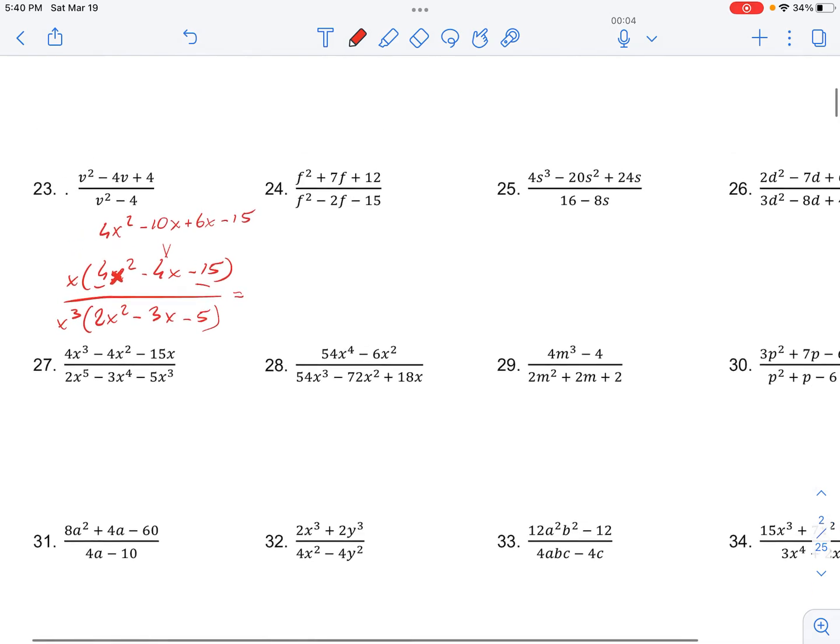So we can group the terms in such a way that we can then factor it. So if I group 4x squared minus 10x together, I can pull out a common 2x. Then I'm left with 2x minus 5. And grouping 6x minus 15, so pulling out a 3, then I'm left with 2x minus 5. So our numerator can be factored fully to x times 2x plus 3 times 2x minus 5.